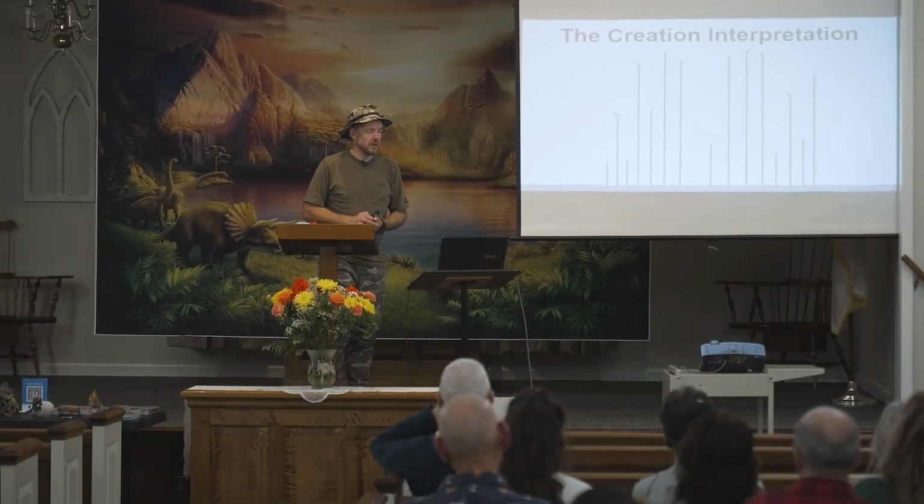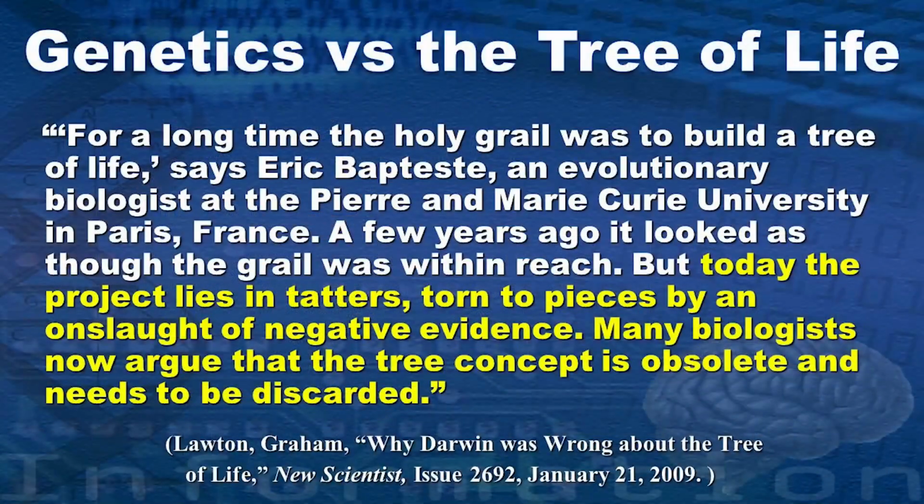This tree of life has fallen on hard times in recent years. Here's New Scientist magazine, 2009. "For a long time, the Holy Grail was to build a tree of life," says Eric Bautista, an evolutionary biologist at Pierre and Marie Curie University in Paris, France. "A few years ago, it looked as though the grail was within reach. But today, the project lies in tatters, torn to pieces by an onslaught of negative evidence. Many biologists now argue the tree concept is obsolete and needs to be discarded."